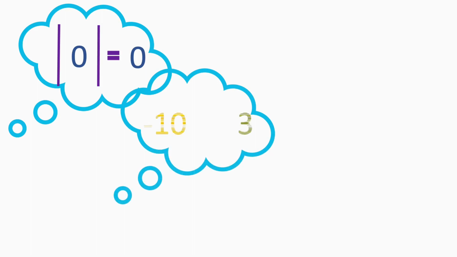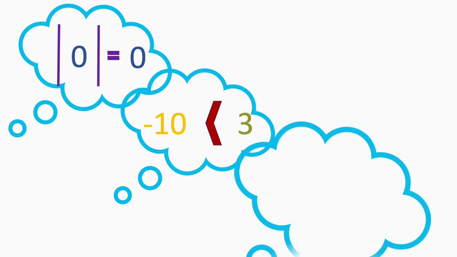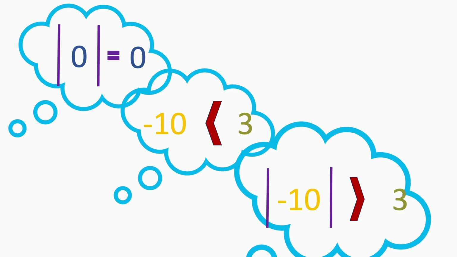Now, let me tell you a few facts. First things first, the absolute value of 0 is 0. Second, we know that each positive number is greater than each negative number. For example, 3 is greater than -10, but this doesn't mean that the absolute value of that negative number is smaller than the absolute value of that positive number. As you can see, in the previous example, the absolute value of -10, which is 10, is greater than 3.